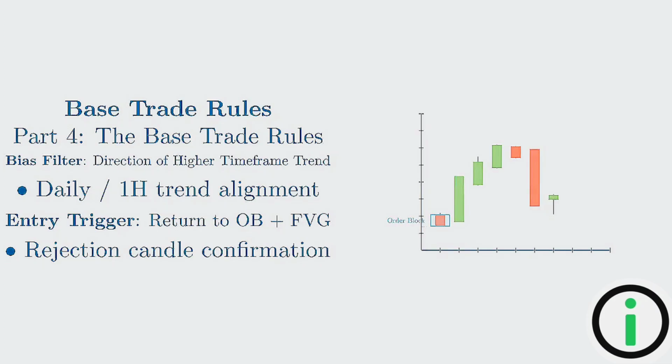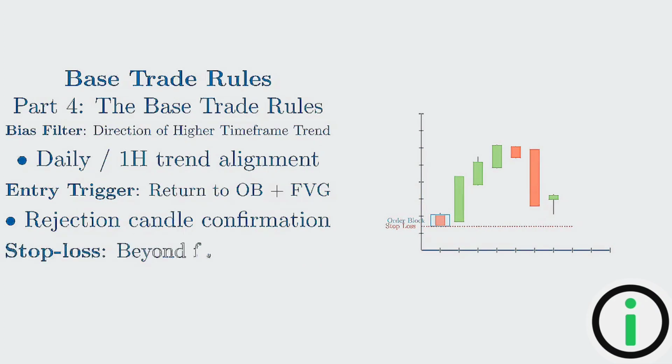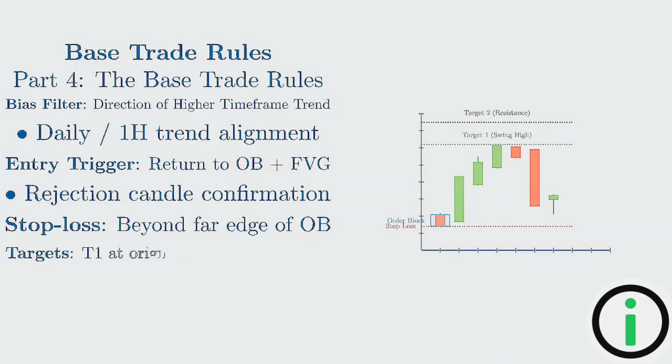For your stop loss, place it just beyond the far edge of the order block. This is our structural boundary. If price closes through this block, the setup is invalidated. Target 1 should be the high or low of the original impulsive move that created the footprints. Target 2 can be the next major structure level or liquidity pool, like equal highs or lows.